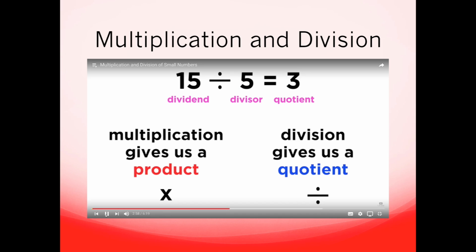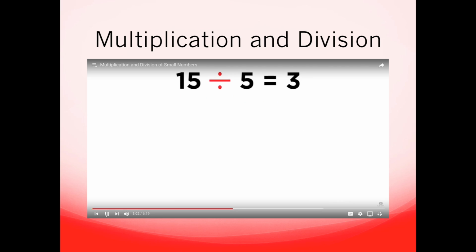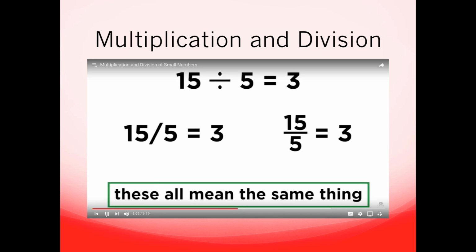So multiplication gives us a product, and division gives us a quotient. With division, early on we see this symbol, but later on this will almost never be used. Instead, we will see a line, either at an angle or horizontal. With this kind of notation, the first number will be divided by the second.